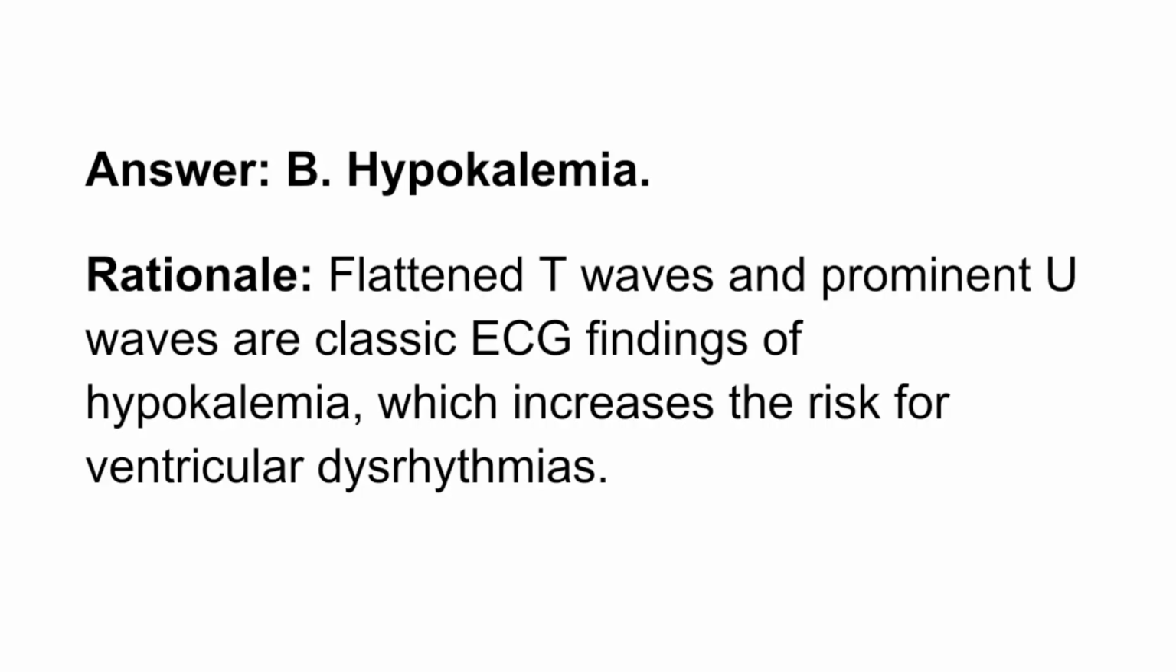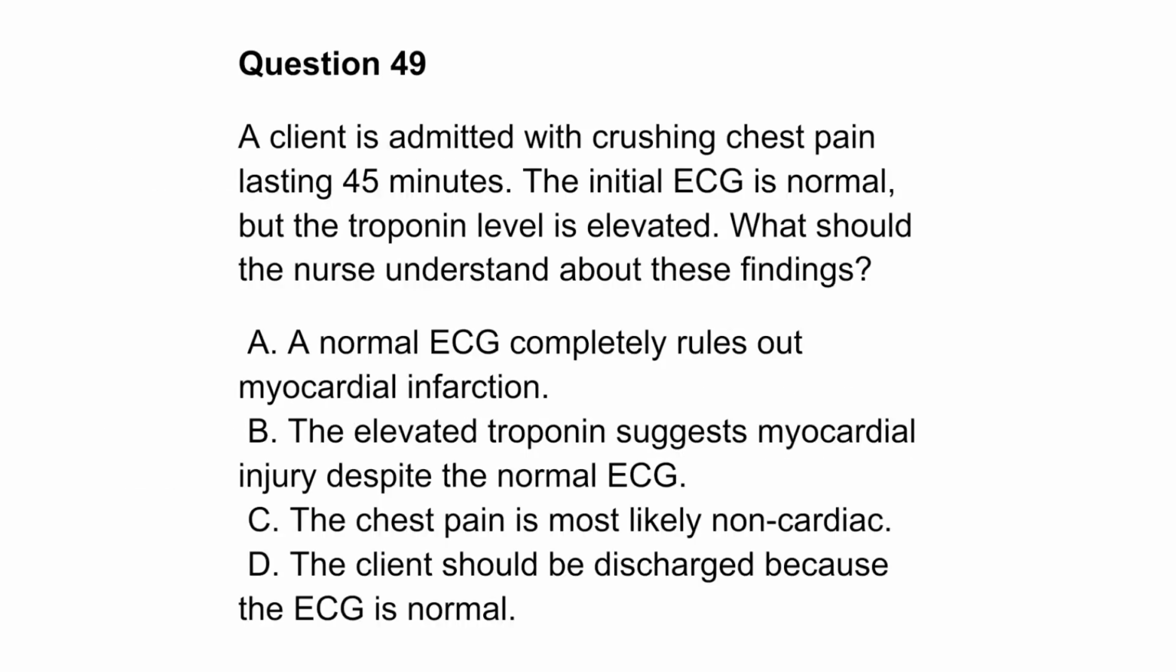Hypokalemia. Rationale: flattened T waves and prominent U waves are classic ECG findings of hypokalemia, which increases the risk for ventricular dysrhythmias. Question 49. A client is admitted with crushing chest pain lasting 45 minutes.